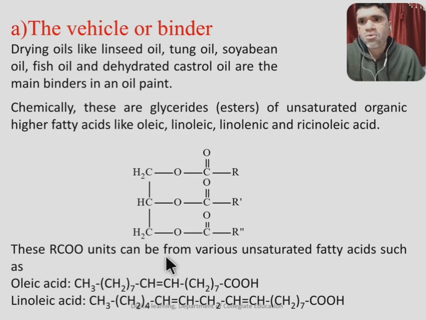The RCOO units can be from various unsaturated fatty acids such as oleic acid. Oleic acid is CH3(CH2)7CH=CH(CH2)7COOH. That means oleic acid contains a single double bond, whereas linoleic acid contains two double bonds.